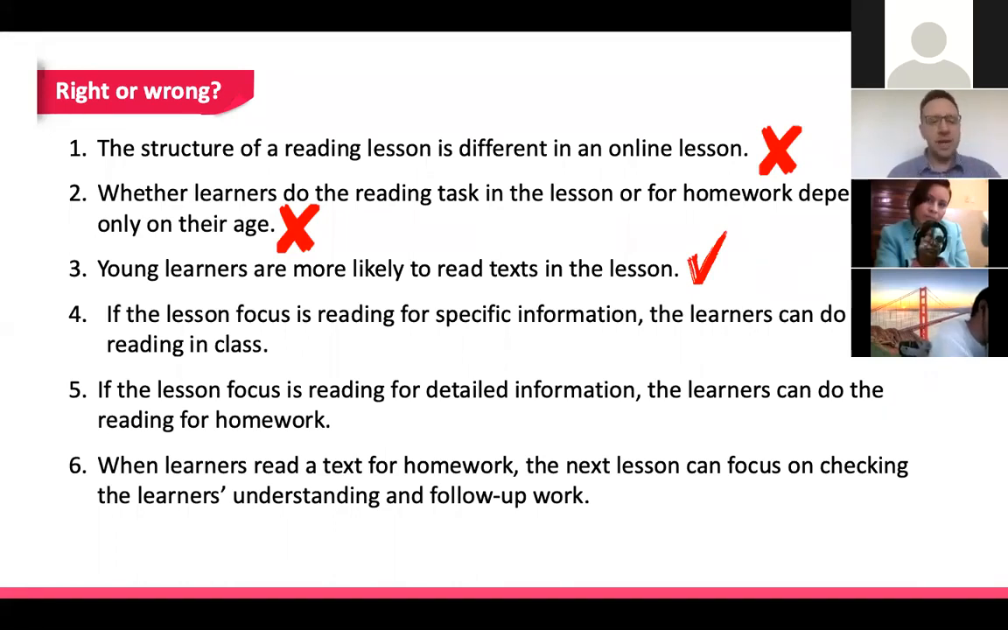Now, number 4 says, if the lesson focus is reading for specific information, the learners can do the reading in class. And the answer to this is correct, okay? It's right. Whether it's children, teenagers, or adults, whenever we are working with reading at the level of specific information, it's better that we do it synchronically.